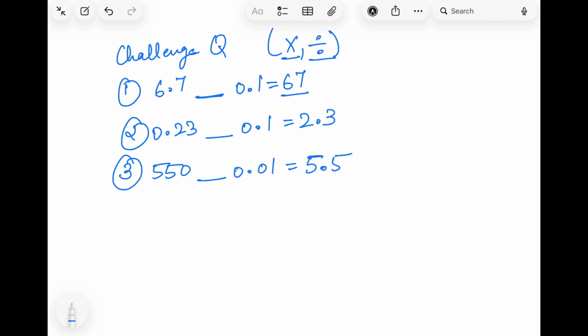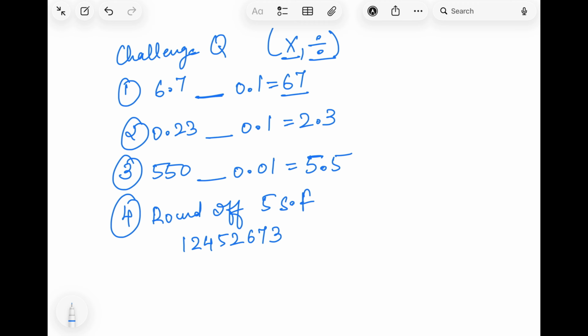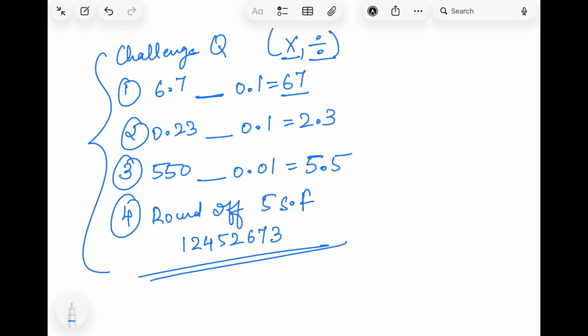Okay, and now one more question. This is not the question of this. This is rounding off. Round off up to 5 significant figures. The number is 1, 2, 4, 5, 2, 6 and 7, 3. This is a number. So please solve these questions and comment the answer below in the comment section.